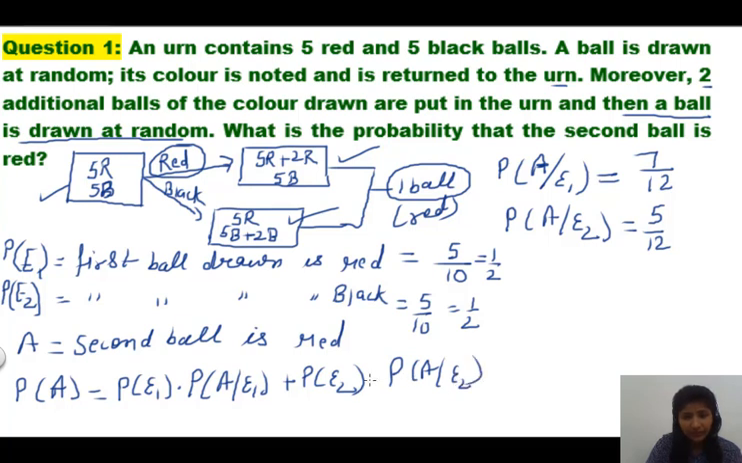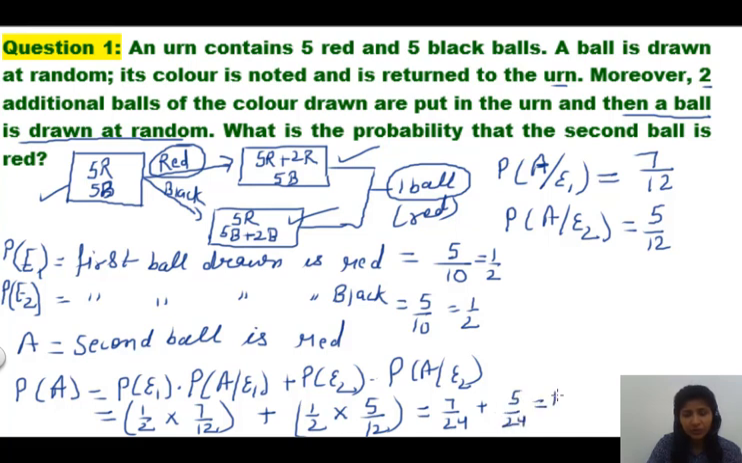You know this formula, we have discussed the theorem also. P of E1 is 1 by 2 into P of A given E1 which is 7 by 12, plus P of E2 which is 1 by 2 into P of A given E2 which is 5 by 12. So when you solve it, you get 7 by 24 plus 5 by 24, which gives you 12 by 24, and in the simplest form it is 1 by 2. So the answer for this question will be 1 by 2.